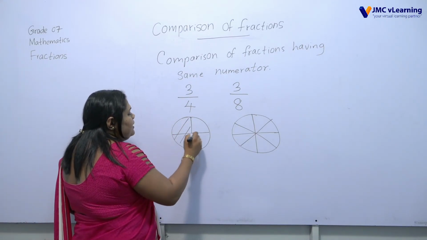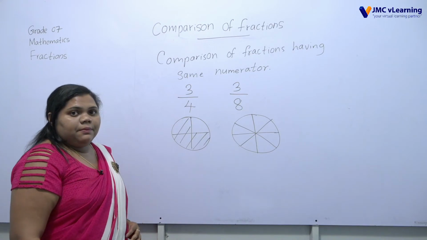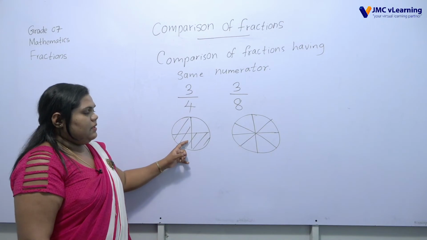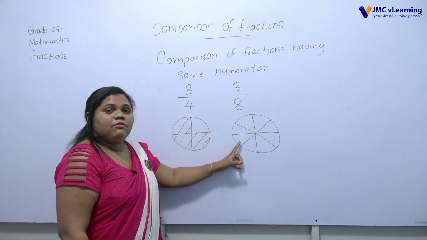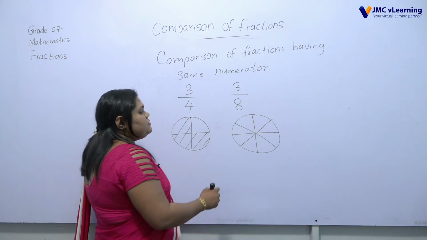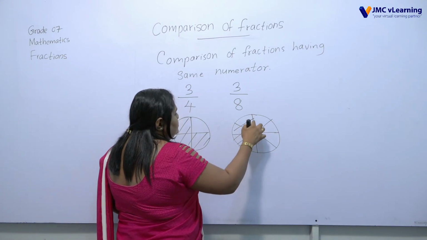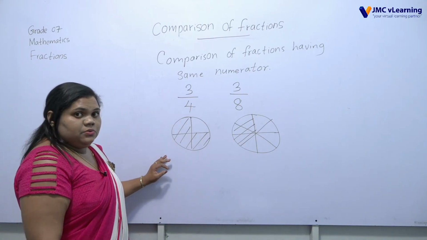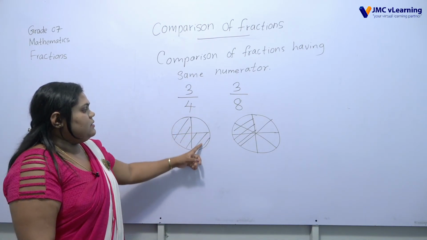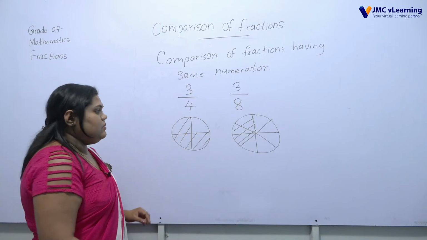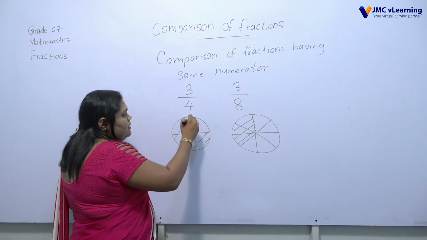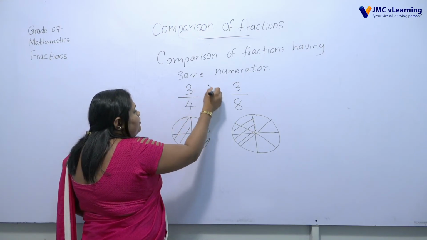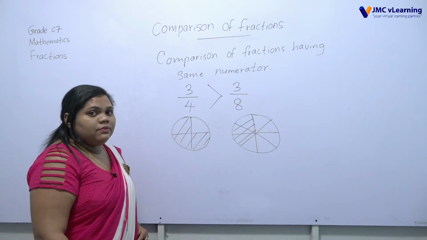Here I have to color 3 parts from this shape. And here how many parts do I want to color? I want to color 3 parts from this shape also. Okay children, now you have to compare these two. What can you see? Now this part is the larger one, no? Okay, it means this 3 out of 4 is larger than 3 out of 8.